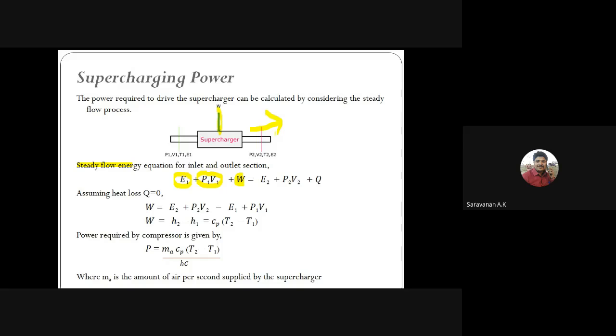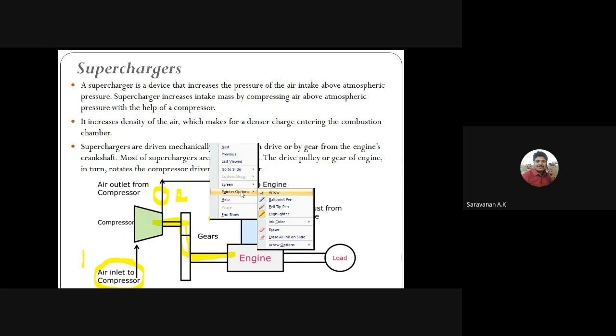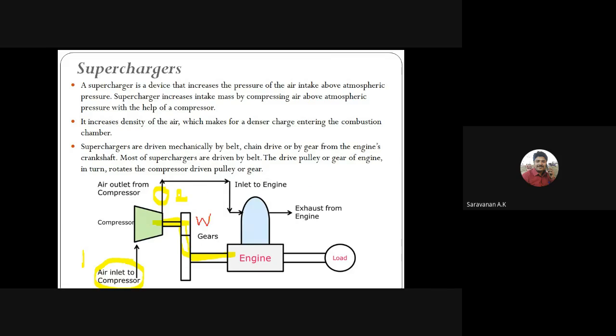In this diagram you can see the air inlet to the compressor from the atmosphere, so here the term will be 1. Once the compressor compresses the air, the output will be 2. We have to give some work to the compressor from the engine, from the inlet 1 to the outlet 2.